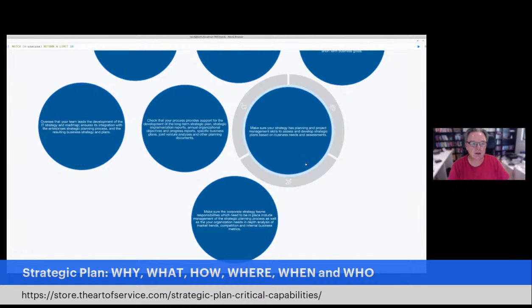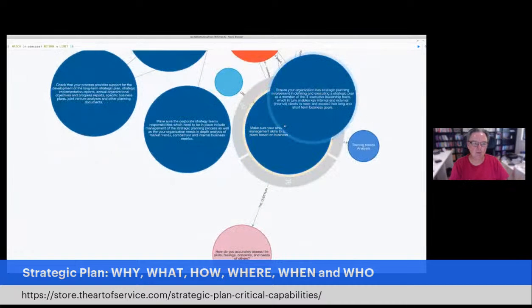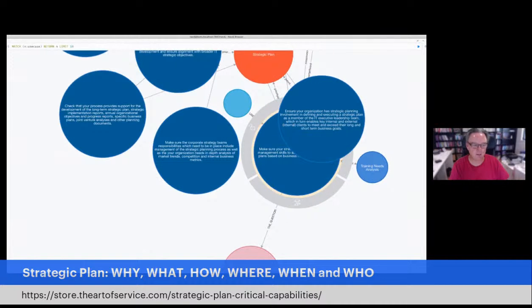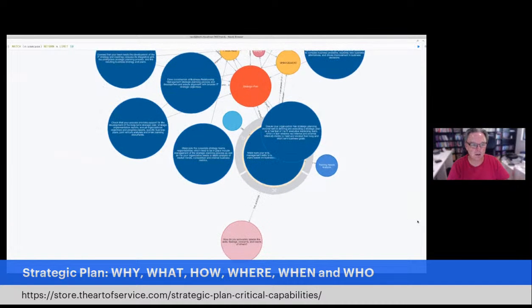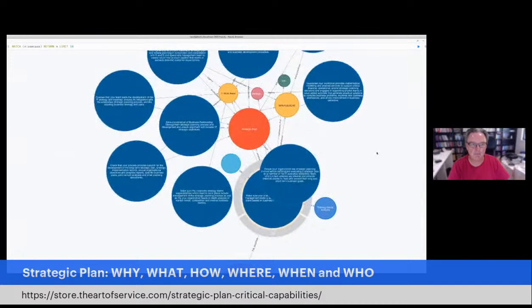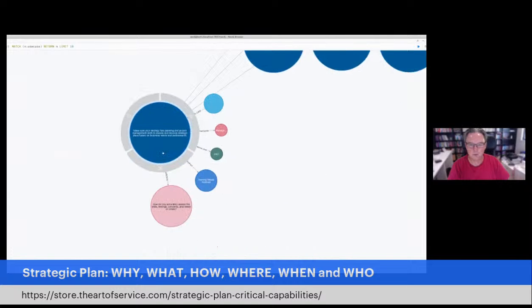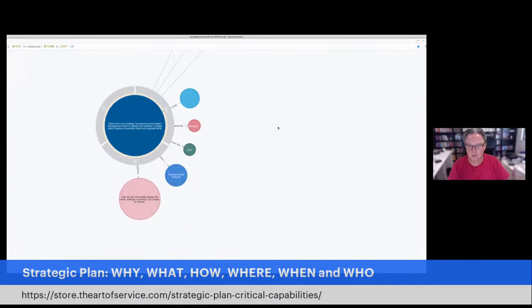Make sure your strategy has planning and project management skills to assess and develop strategic plans based on business needs and assessments. Okay, great, fantastic. How do I do that? Let me have a look. And this is where your Kanban, down in the link below, is really helpful because it'll tell you right away. There you go. Pulling it out here.